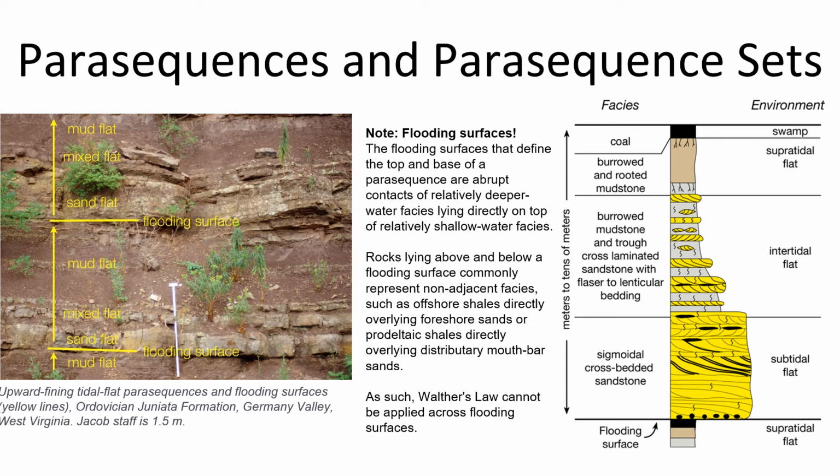Okay. The rocks that are above and below a flooding surface will commonly represent some non-adjacent facies. So, for example, it might be an offshore shale that's going to be sitting on top of foreshore sands. Or maybe you have shales from a prodelta right on top of a distributary mouthbar sandstone. In other words, we're skipping environments. So these may not follow Walther's law in some cases. So that's one of the important things to note about flooding surfaces, is that they may not represent Walther's law. They may not kind of correspond with those, but the units within usually do.